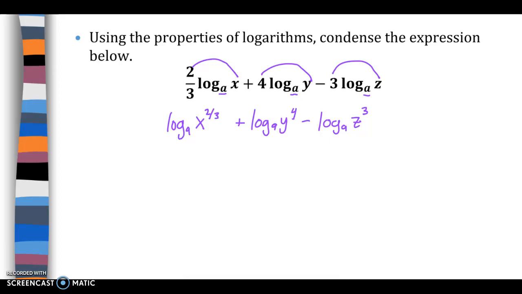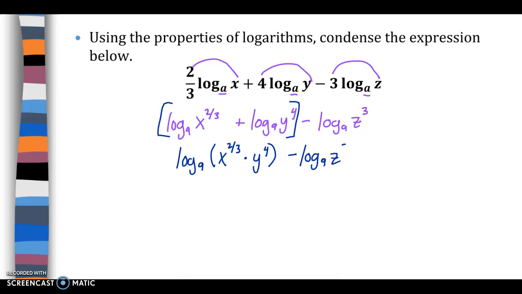Now, what can we do? Well, I see a sum right here. Now we have the same bases and a sum, which means we can use the product rule. So we have log base A of the first piece, x to the 2/3, times the second piece, y to the 4th. That's all inside of the same log. Then I still have minus log base A of z cubed.